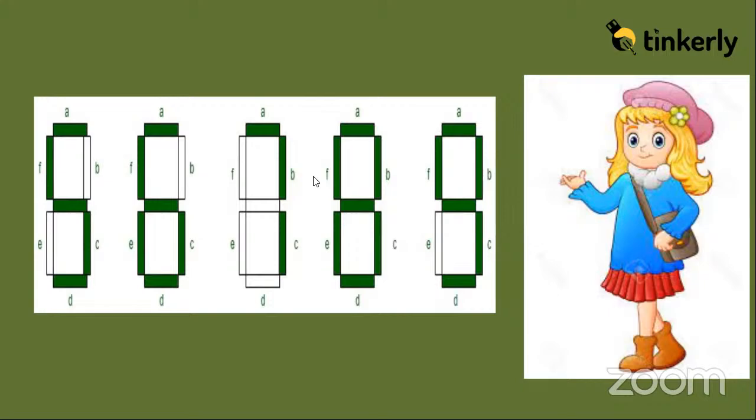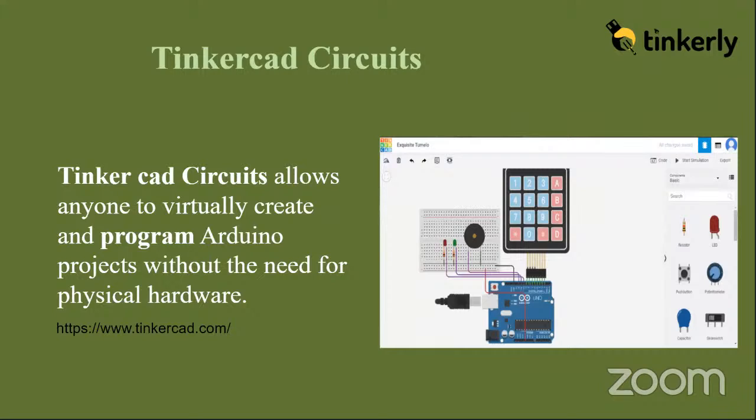So we just understood the concept, how we are going to print the number and which LED we are going to make high and which LED we are going to make low. Now, on which platform? On the Tinkercad platform, we are going to do this circuit design. Tinkercad allows anyone to virtually create and program Arduino projects without the need for physical hardware. So here we don't have any physical hardware, but virtually we are going to create this seven segment display circuit on the Tinkercad platform. So friends, let's start.